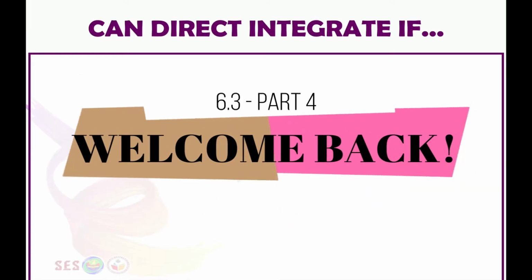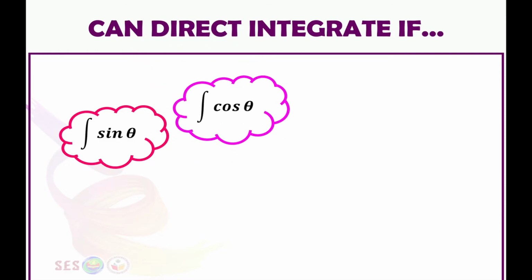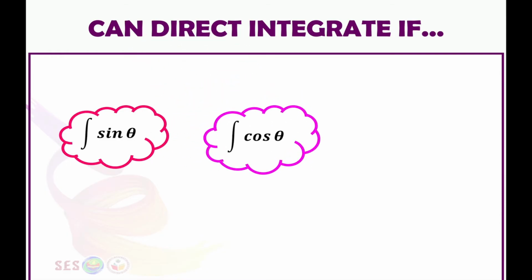As I said before, we can only direct integrate if our integration is integrate sine, integrate cos, of course with power 1, and integrate secant squared. These three are specials, but not others. So other than that, we need to use other methods.